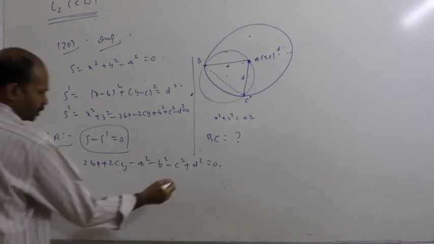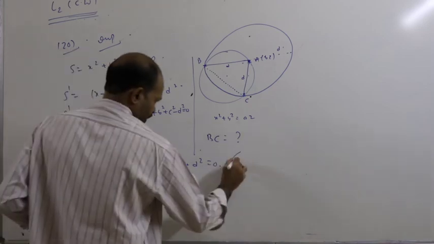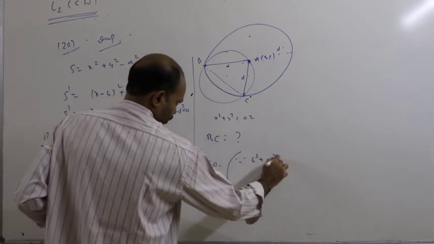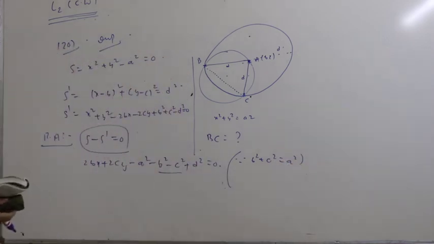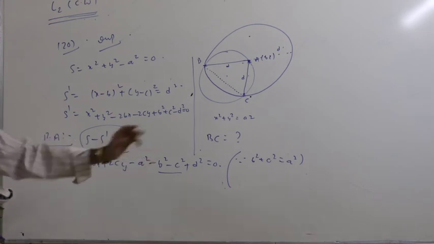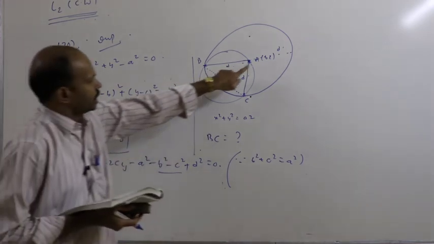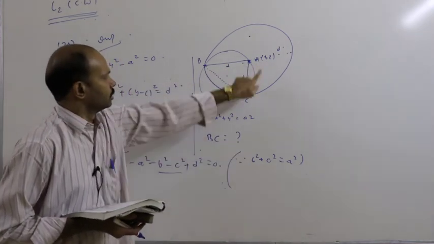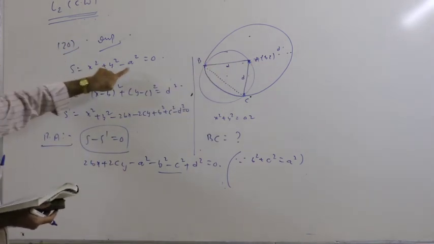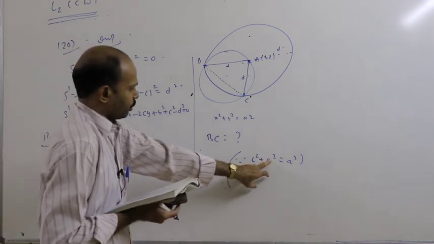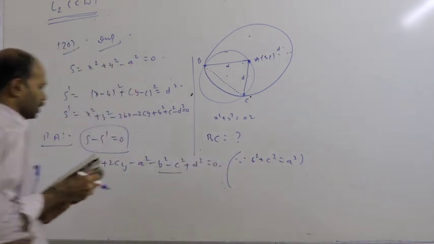What is the value of b square plus c square? b square plus c square is nothing but a square. How? BC is nothing but a point that lies on this first circle. What is that first circle? b square plus c square equal to a square. Use that property, b square plus c square equal to a square.